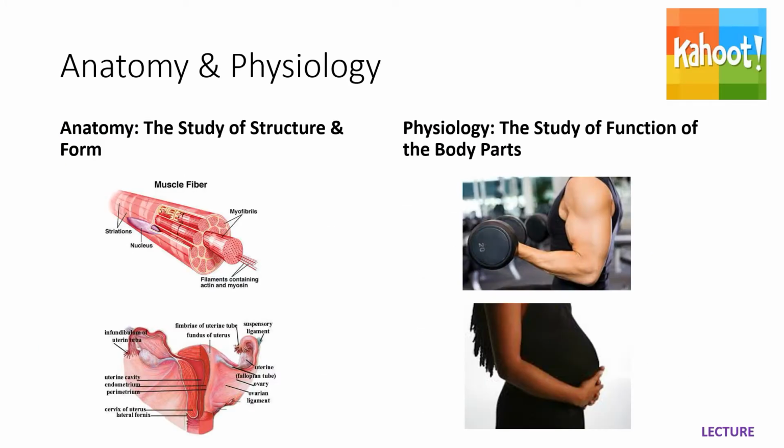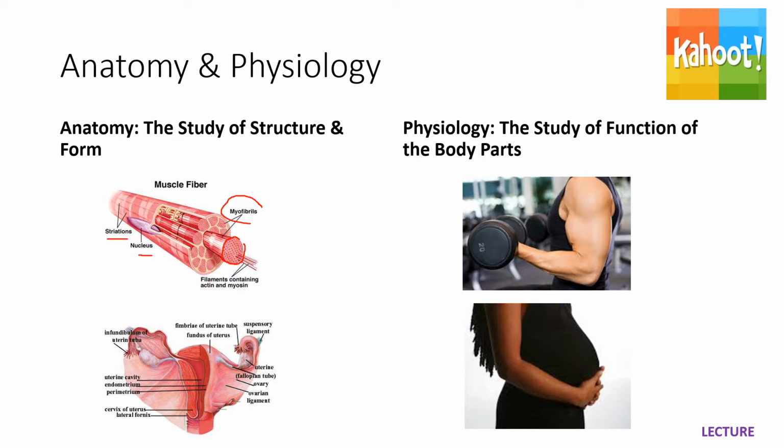Anatomy and physiology: you want to be able to define these. Anatomy is the study of structure and form. Physiology is the study of function of body parts. Structure and form will come up with things that you can label, that you can point out. An example with this muscle fiber, and we'll be getting to this in chapter 10 and lab 9, would be, hey, this is a myofibril right here. That is structure. Here's the nucleus of the cell. Striations. Those are things that you can label, talking about anatomical parts.